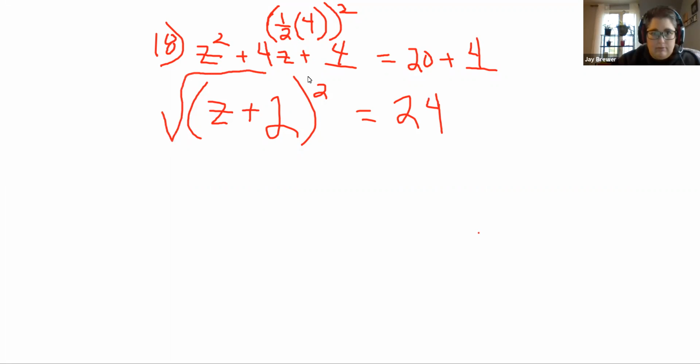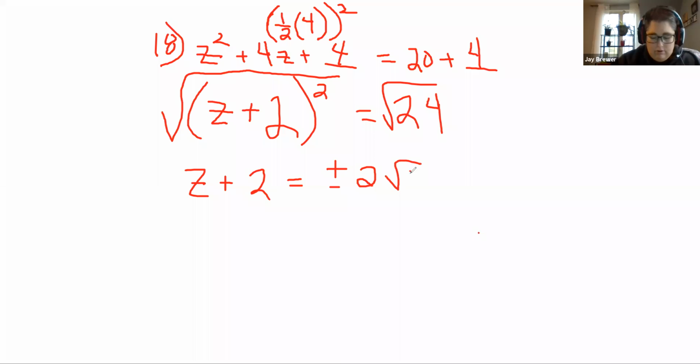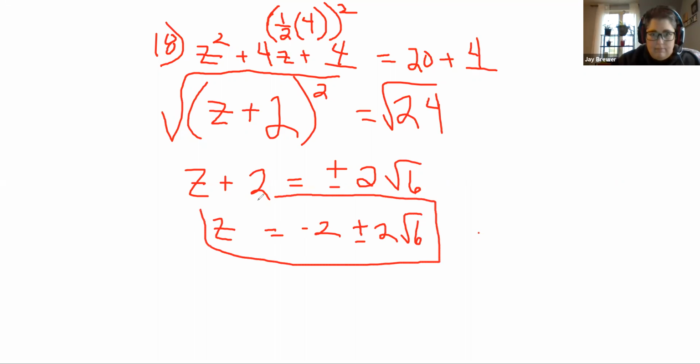And then you're just going to take both sides and square them. And suddenly you change from a z to an x, because that's what I do. Okay, so the square root of 24 is plus or minus 2 square root of 6. I'll just help you out with that one. So then z is equal to -2 plus or minus 2 square root of 6. Okie dokie.